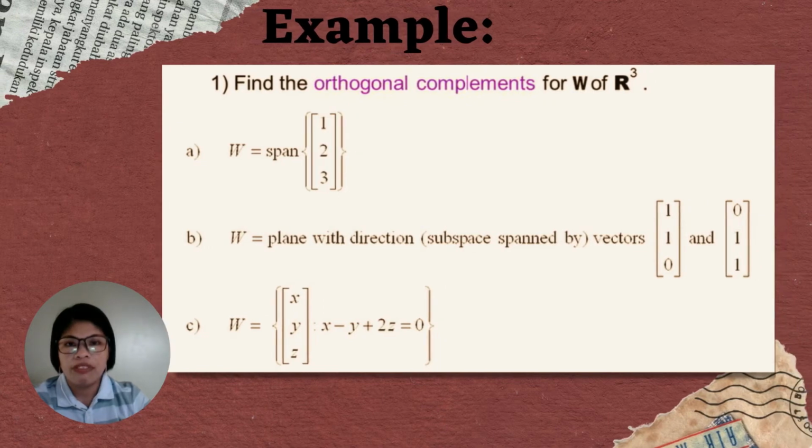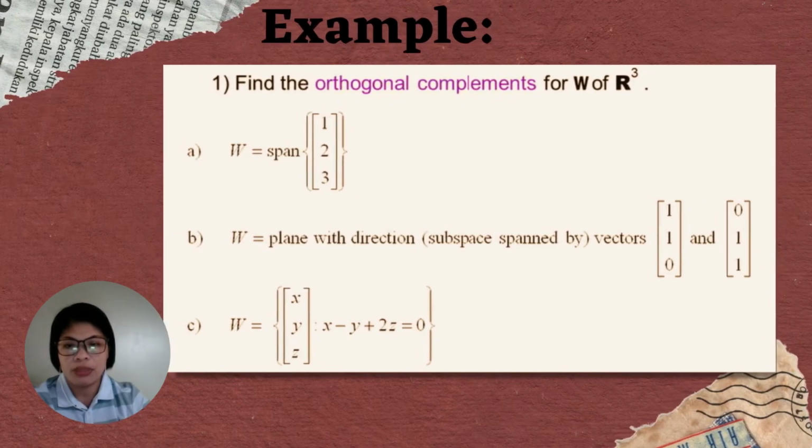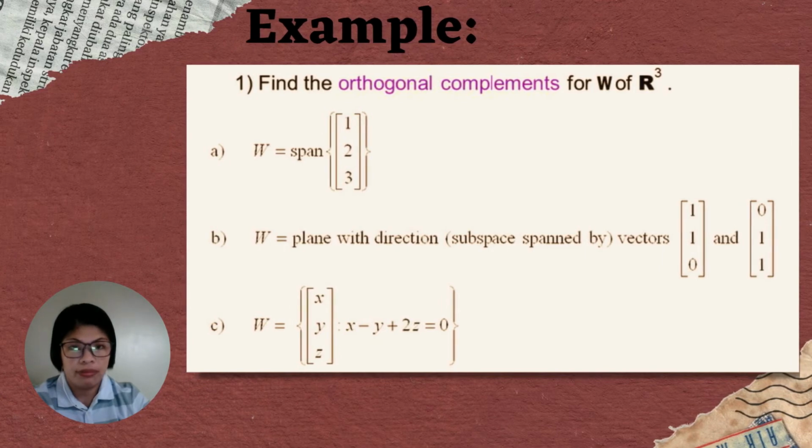For example, find the orthogonal complement of W of R cubed. We say that W is equal to span 1, 2, 3, and W is equal to the plane with direction subspace spanned by vectors 1, 1, 0 and 0, 1, 1. See, W is equal to x, y, z such that x minus y plus 2z is equal to 0.